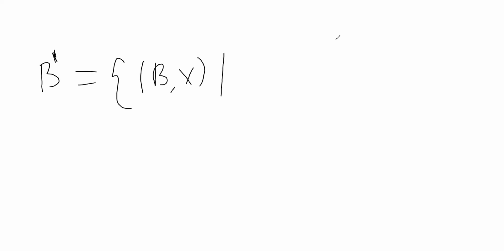So what we're doing in here is actually a super smart move. I was trying to first prove the lemma by myself without looking at the proof, and I gave up. But yeah, so let us define B apostrophe to be a set of pairs (B, x), where x is in B.